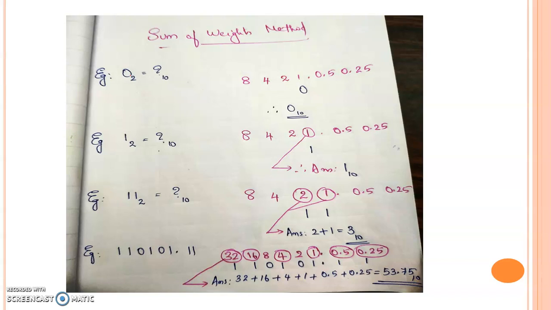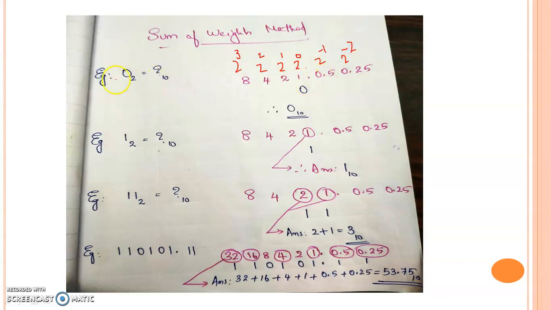So which portion will it occupy? This portion, because this has the weight 2 raised to 0. 2 raised to 0 is 1. This is 2 raised to 1. This is 2 raised to 2. This is 2 raised to 3. These are the bit portions. After the decimal point, this is 2 raised to minus 1, that is 0.5. This is 2 raised to minus 2.